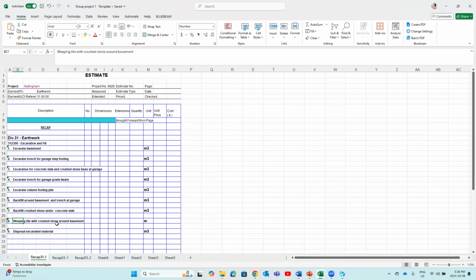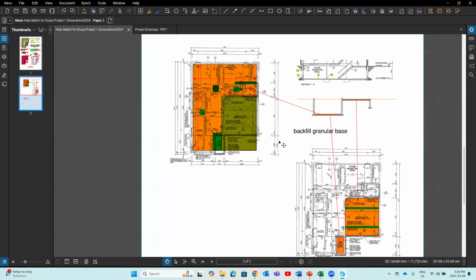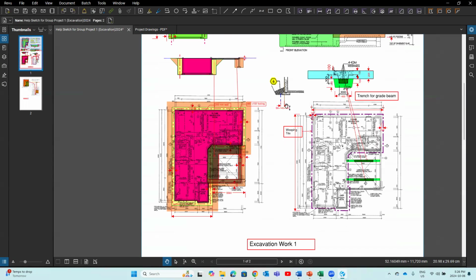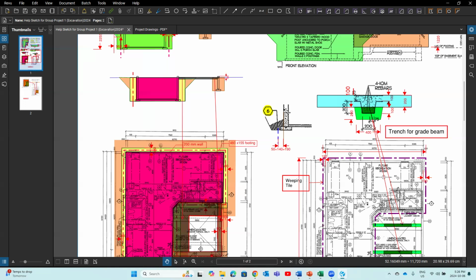8. Weeping tile with crushed stone around the basement. We calculate the weeping tile by how many meters by length, right? So we look at the drawing. You see, weeping tile is right at the outside of the foundation wall footing. So we can figure out from center of the weeping tile to the outside of the footing is half of 100 millimeter, 50, plus footing projection 140, we get 190. That is from outside of the foundation to the center of the weeping tile.